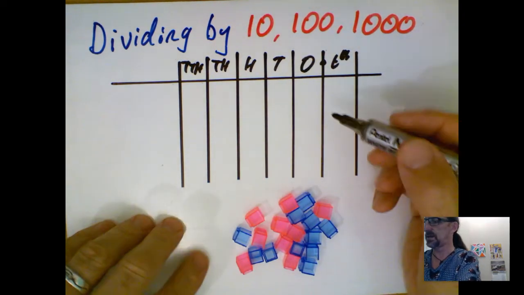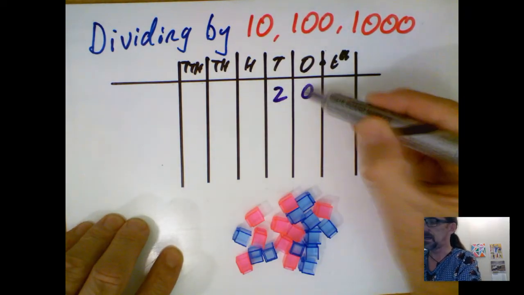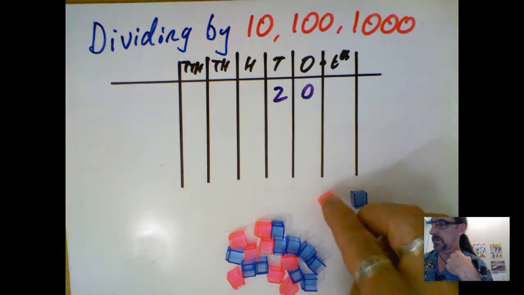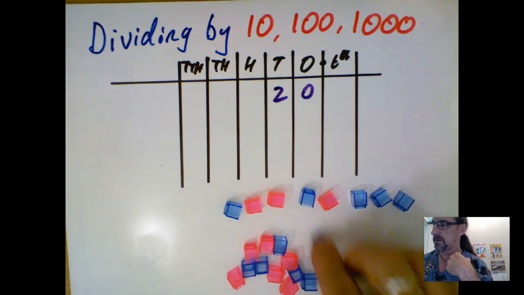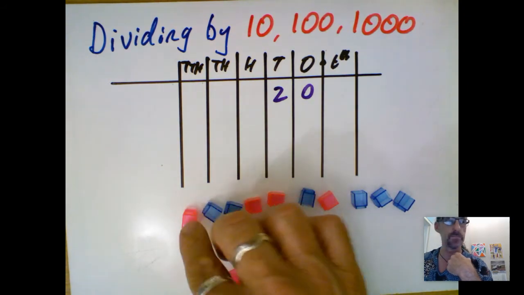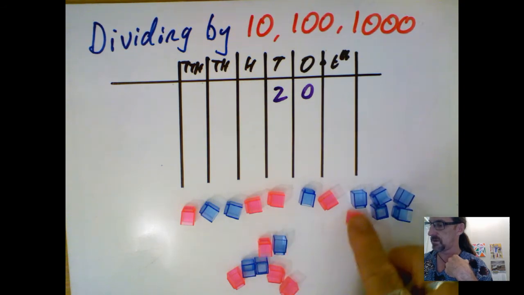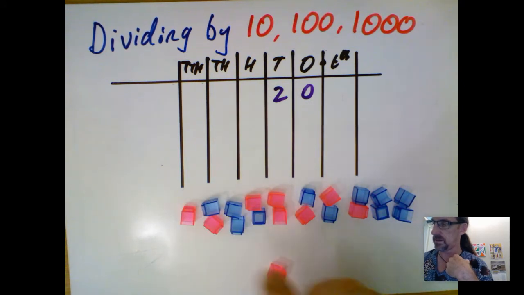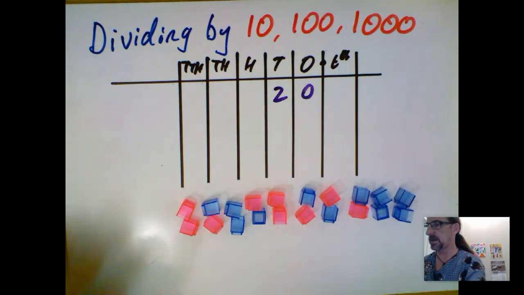Okay, so I've got 20 here, and I'll represent 20. Let's change color. 20 like this. Okay, so let's divide that by 10. Let's make 10 groups. 1, 2, 3, 4, 5, 6, 7, 8, 9, 10. 10 groups, right? And let's see if we've got enough for another one. 1, 2, 3, 4, 5, 6, 7, 8, 9, 10. All right, so I divided this by 10, and I ended up with two groups of 2. So if I divide 20 by 10, I end up with 2.